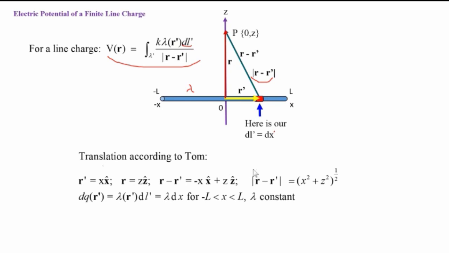And here's the translation of all these vectors. The r prime vector is x prime times x hat. R is z hat. The difference between these two vectors is this. This is r prime, this is r. The length of that vector is x prime squared plus z squared to the 1/2 power, and then dq is equal to lambda, which is a constant, times dl prime, which is lambda dx. And that holds up for x between minus L and L, and lambda is a constant.